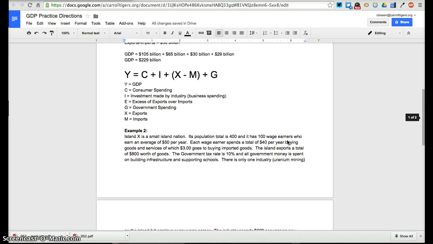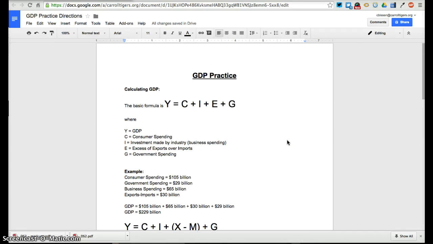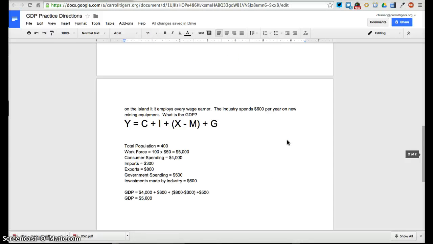This is all you need to know for your GDP practice directions. You can now go find your GDP practice worksheets and begin those.